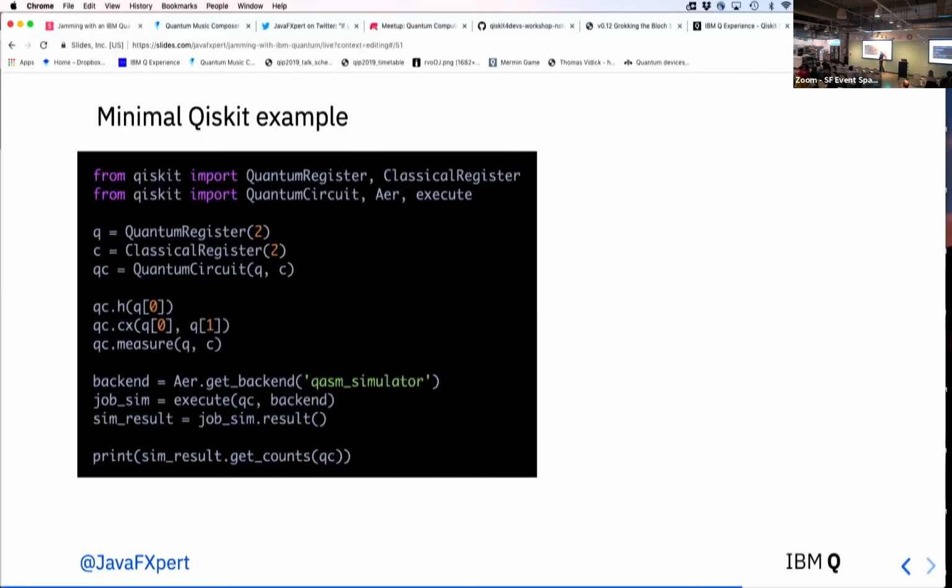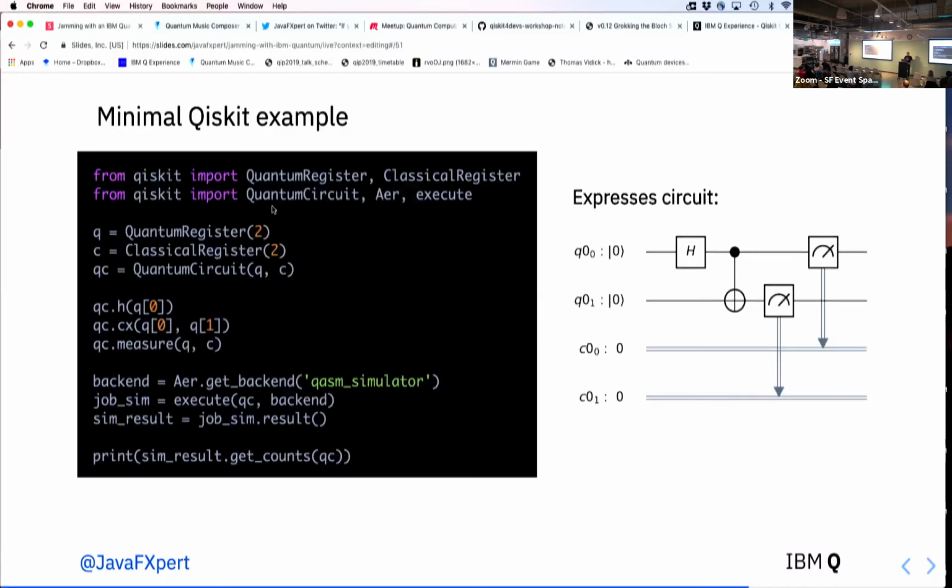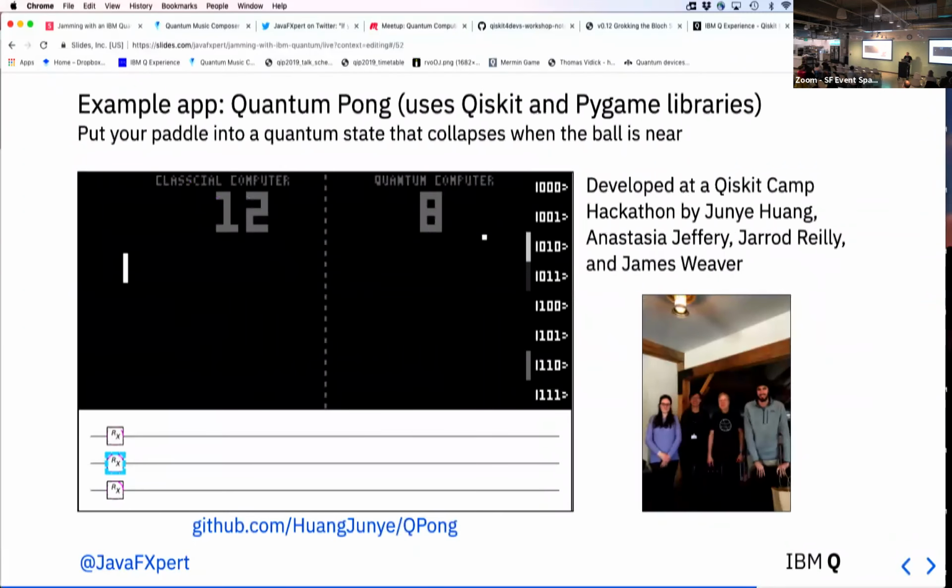In Python, you would import some classes and functions, and then you would create a quantum register, a classical register, create a quantum circuit, hang some gates on the circuit, measure them, and then choose a back end that you're going to run it on, either a simulator or a computer, and then you would print the results. And so that code expresses this circuit, and that circuit should be very familiar to you by now. It's one of the Bell states, and that's the output. So you can easily put together a Python program that does some quantum computing.